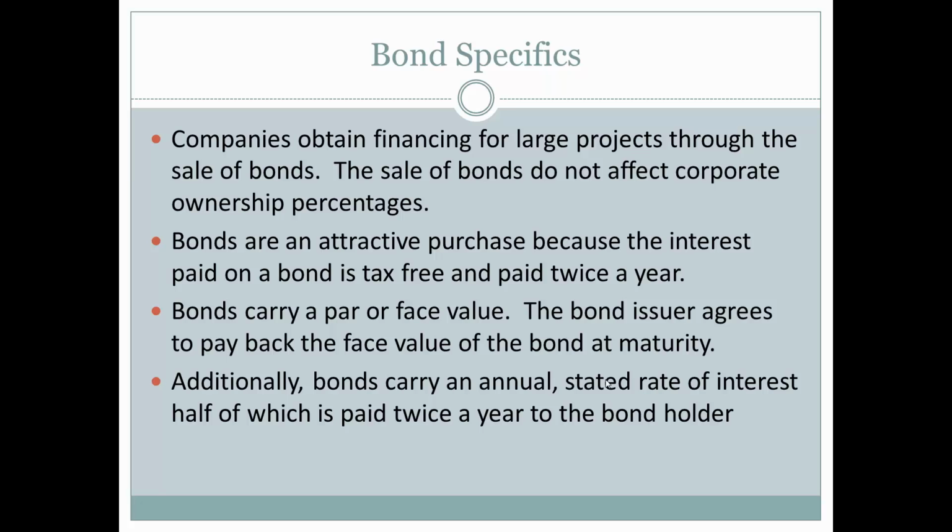Additionally, the bonds carry an annual stated interest rate. So if you have an annual rate of, say, $10,000, half of which will be paid twice a year to the bondholder, half of $10,000 would be $5,000. Typically, the cash paid out on a bond for interest expense is paid out on June 30th and December 31st.